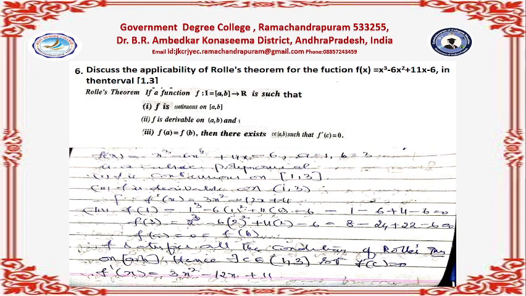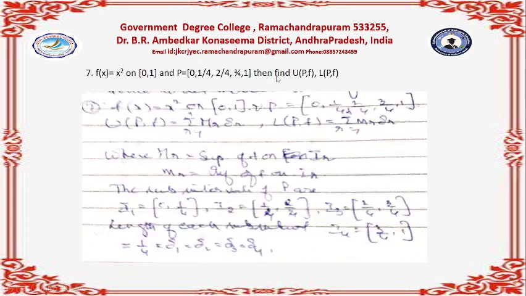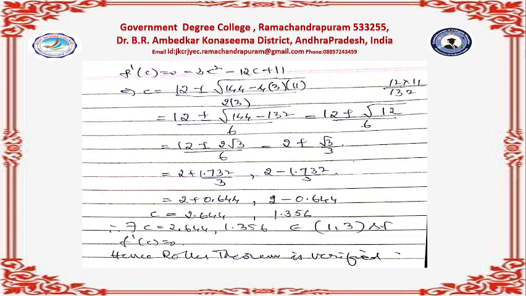Hence, by the statement of Rolle's theorem, definitely there exists a point c in the open interval ab such that f prime at c equal to 0. Now what is f dash at x? 3x square minus 12x plus 11. Now what is f dash at c equal to 0? That means 3c square minus 12c plus 11 equal to 0. Therefore it is a quadratic equation.